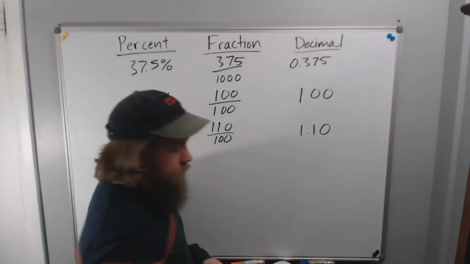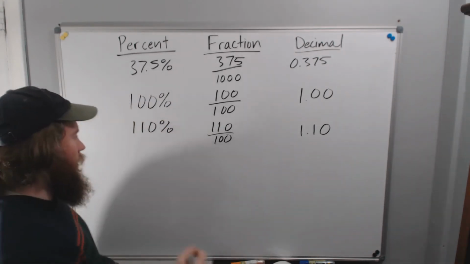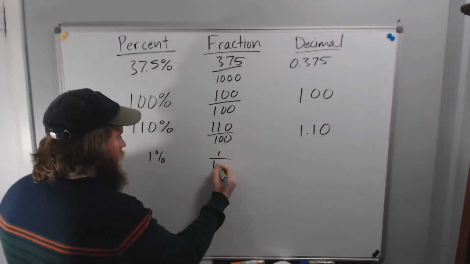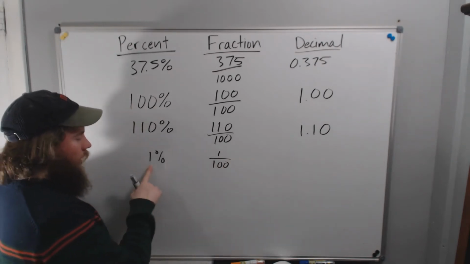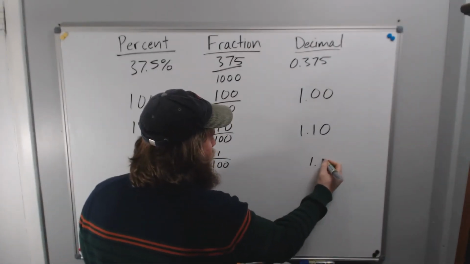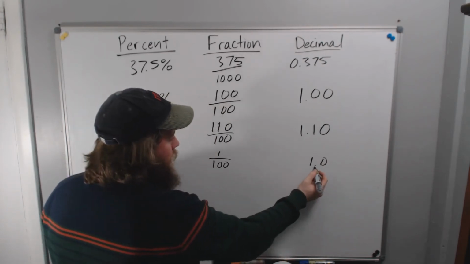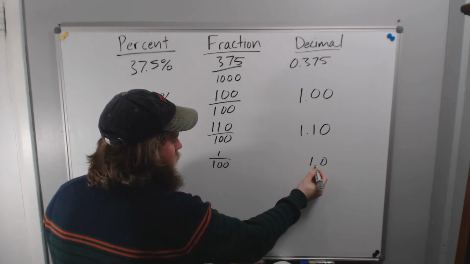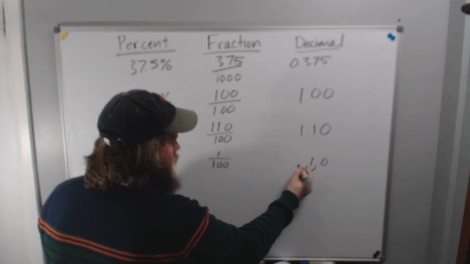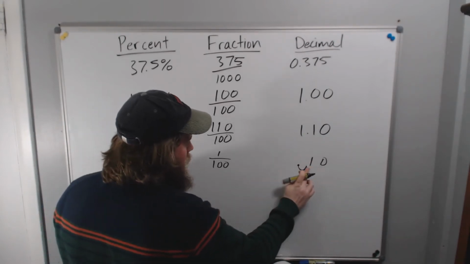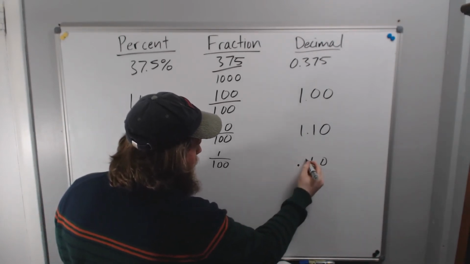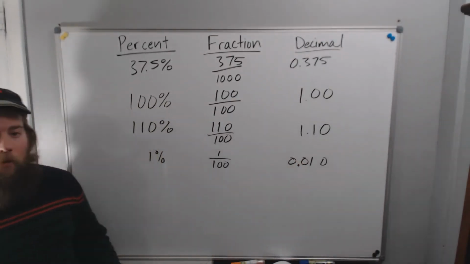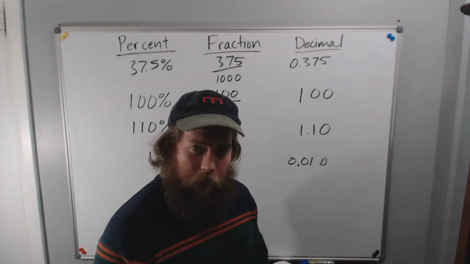So let's use that to jump right into the next one. We have 1%, which means 1 out of 100. And 1 is the same as 1.0, right? So if we shift the decimal 2 places to the left, 1, 2, you get this number, but within this gap we need to put a 0. And we'll throw a 0 in the front anyway. 0.01.